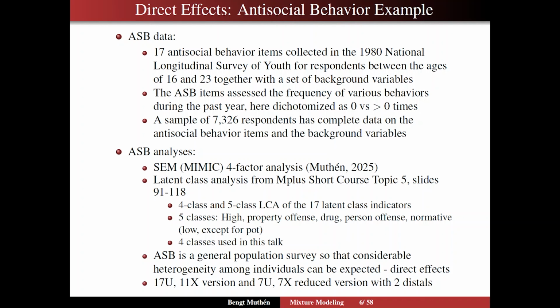In this talk I'm going to work with 2 versions of the data set. One version, the full version, I work with the 17 binary U indicators and 11 covariates. And I'm also going to work with the reduced set, where you only have 7 indicators and 7 covariates, and where you're going to work with 2 distal outcomes.